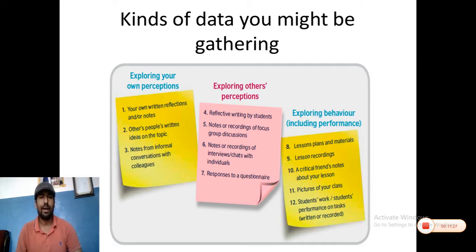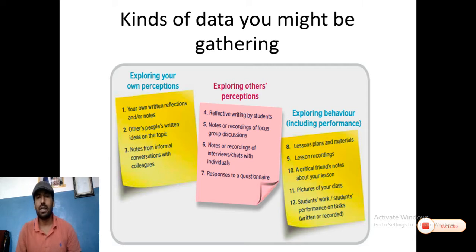So in our handbook also, we have just categorized all the tools into 3 groups. Our research questions were also based on the 3 types of categories, let's say. And exploring your own perception, what do you think about the problem? So exploring your own perception. And the second type is exploring others' perception, what other people say, what the students say, or what the parents say, or what other colleagues say about that particular problem. So we can collect this under this category.